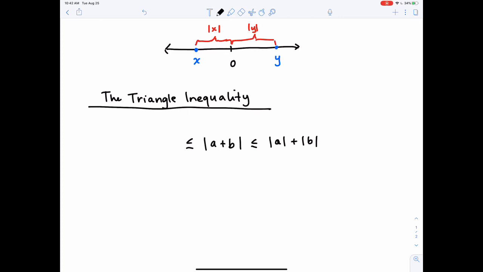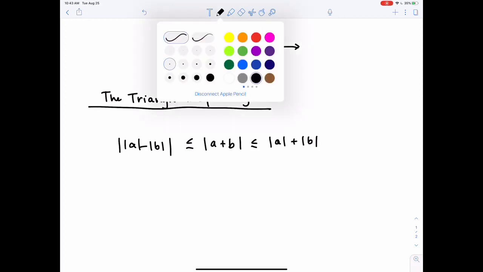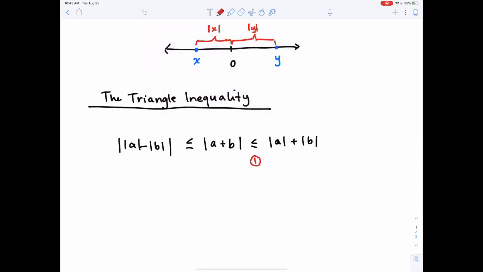There's also a rule about how it works for subtraction. And this side of the inequality, we're not going to use as often in this class. You'll only see it a handful of times. I'm going to call these inequalities inequality 1 and inequality 2. Number 1 is the one that you really are going to be using all the time.